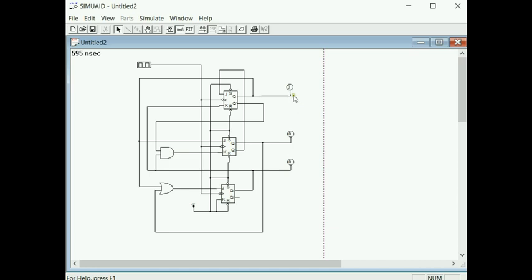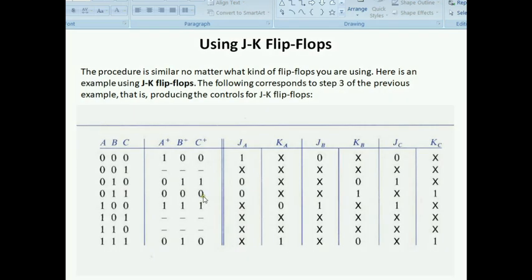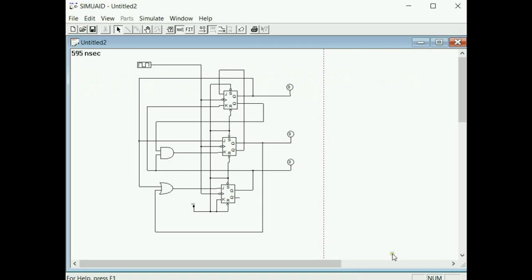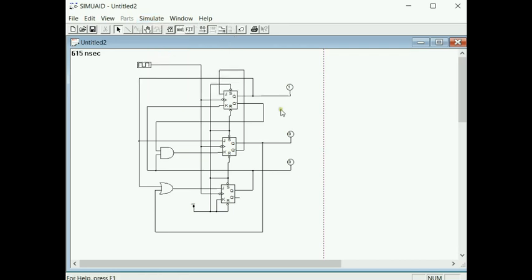The system is at the state 000 as the probes show over here. This is flip-flop A, this is B, and this is C. So at state 000, the next state should be 100 according to the original flowchart, and also according to the state transition table. It shows here that after 000 we should find ourselves at 100. So if I step the simulation, there we go. The system found itself at 100.